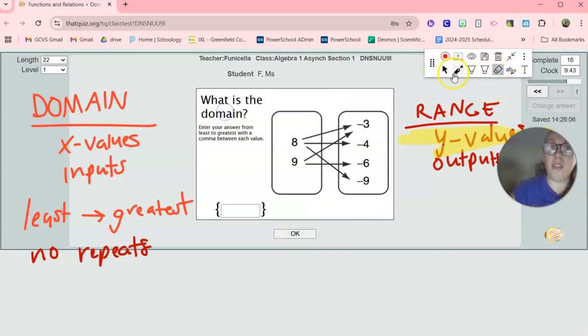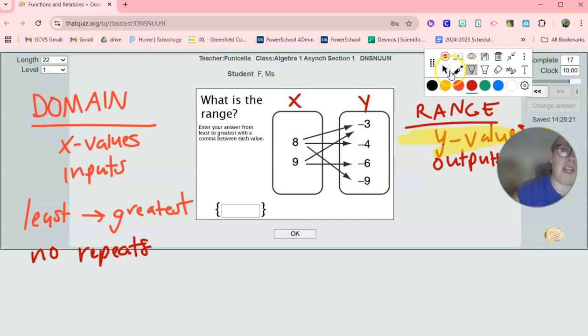And this one is asking for the domain, which is our x values. We have two x values here, just 8 and 9. So that's our domain, 8 and 9. And our range for the next one, we have on the right a -3, a -4, a -6, and a -9. So smallest to greatest, we start with -9, -6, -4, and -3. And then hit OK when you're ready.